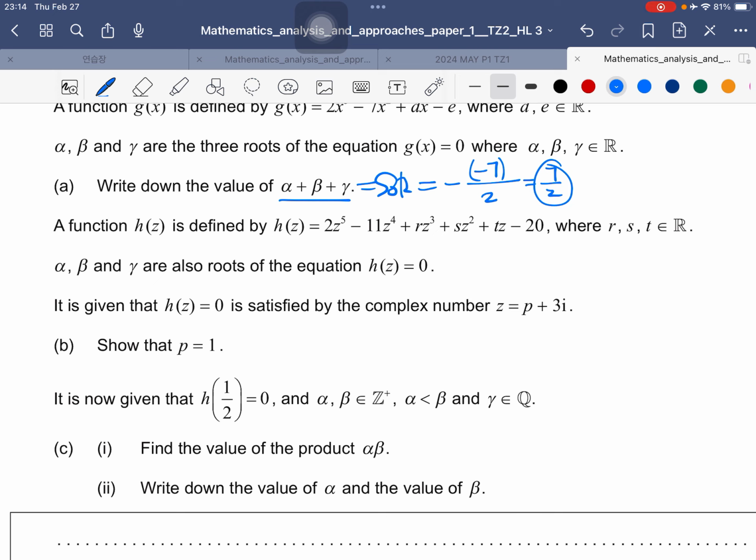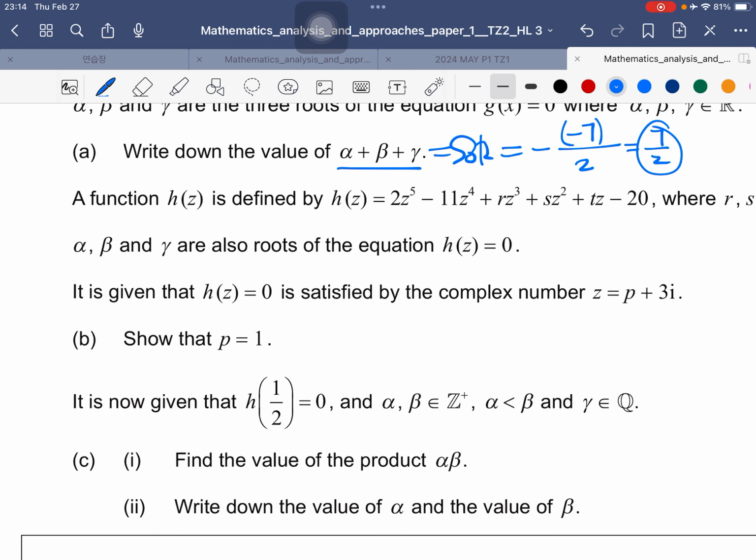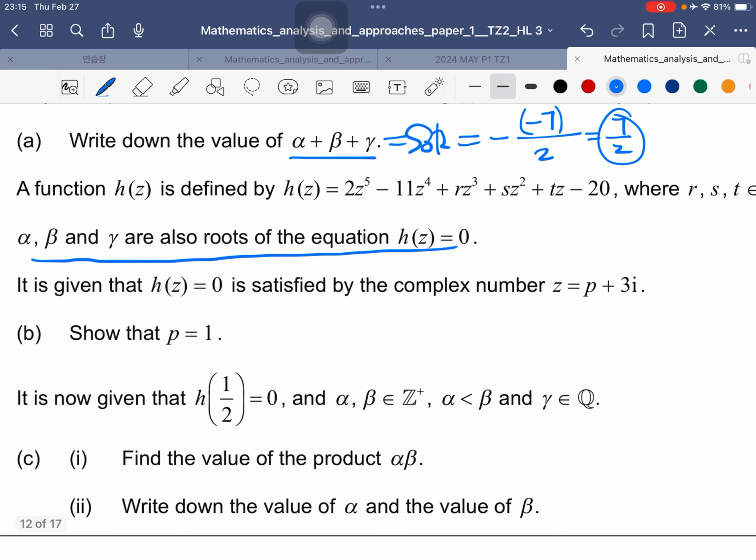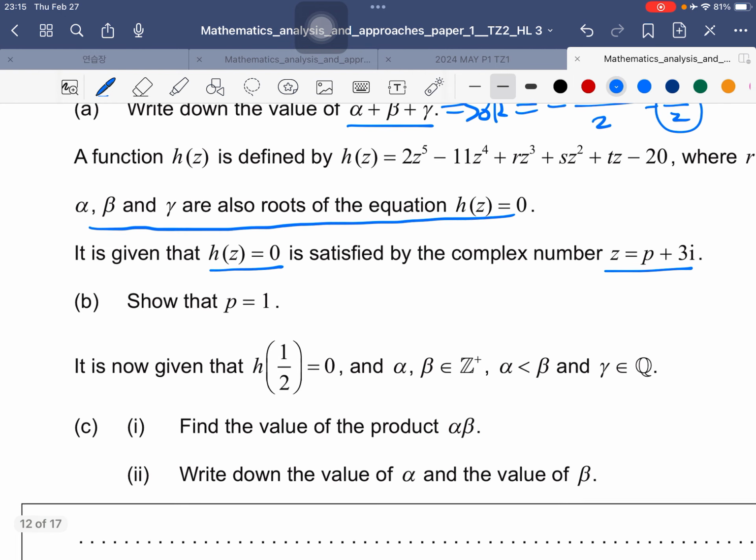The function h(z) is defined like this, a function of fifth power. Alpha, beta, and gamma are still the roots of the equation. It is given that one of the complex numbers that satisfies that equation is this number. Show that p is 1.